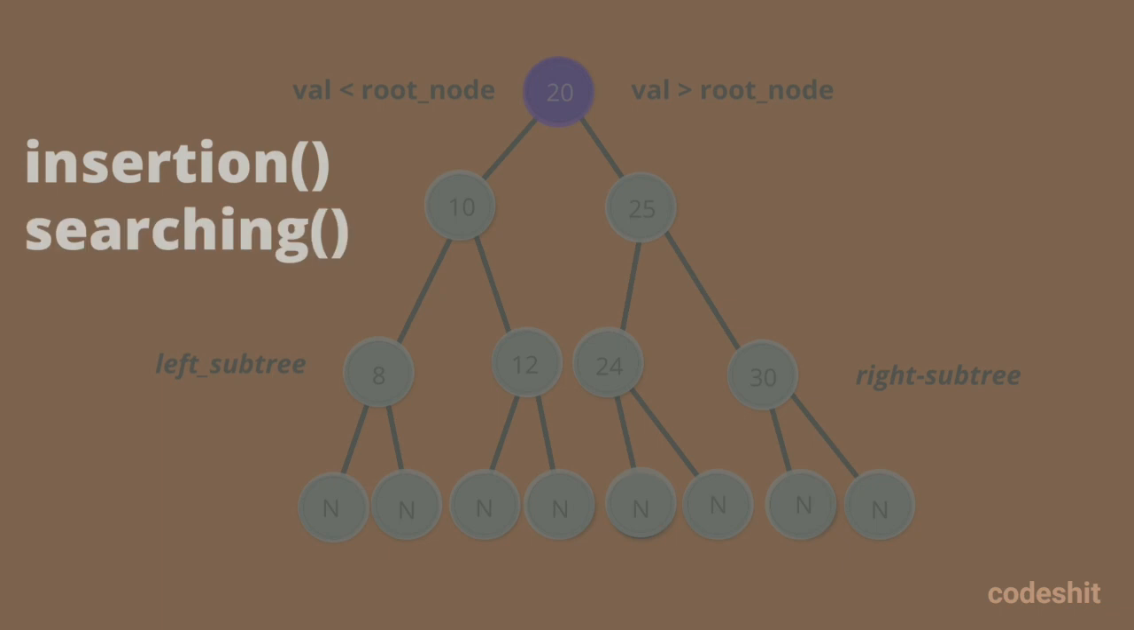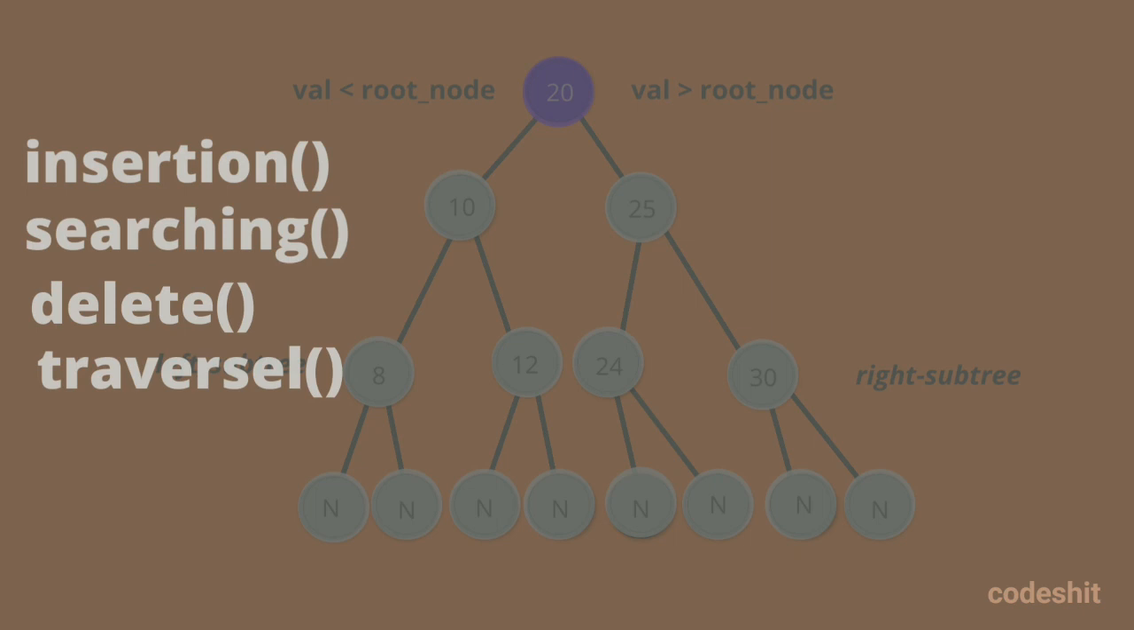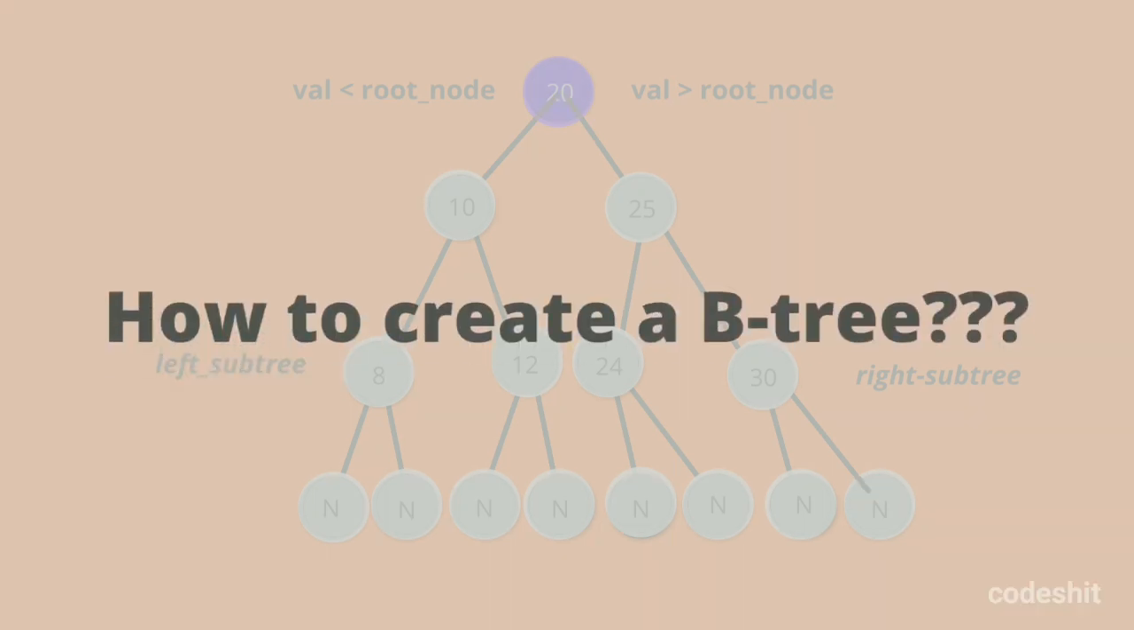So using this amazing property we can do some operations: we can easily insert an element in a tree, we can easily search for an element in a tree, we can easily delete any element of a tree, and we can easily traverse through the complete tree. Okay, now we'll see how we can create a binary tree.